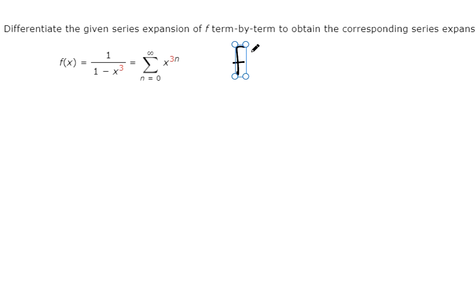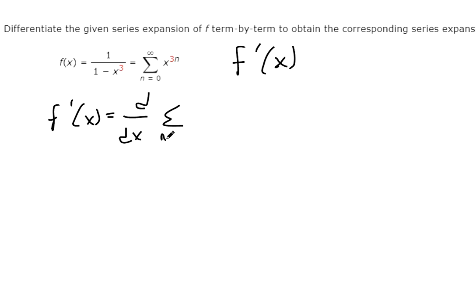We're asked to create the power series for the derivative of f. And so what we can do is we can look at each individual term and differentiate it. We're looking for f prime of x, which means we want the derivative with respect to x of the sum from n equals 0 to infinity, because this series is equivalent to this function. Right? So finding the derivative of each term in the series is equivalent to finding the derivative of the function.